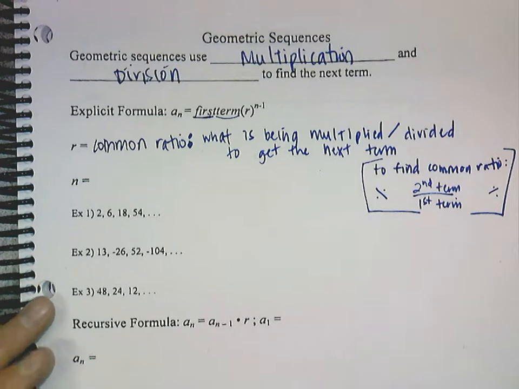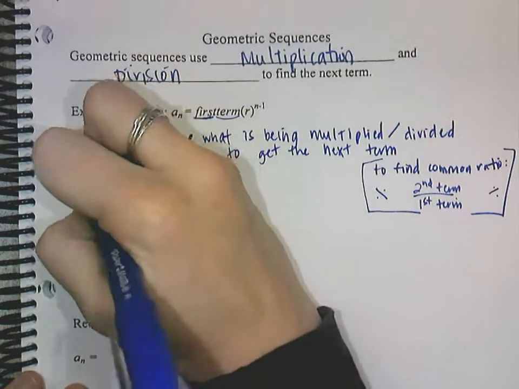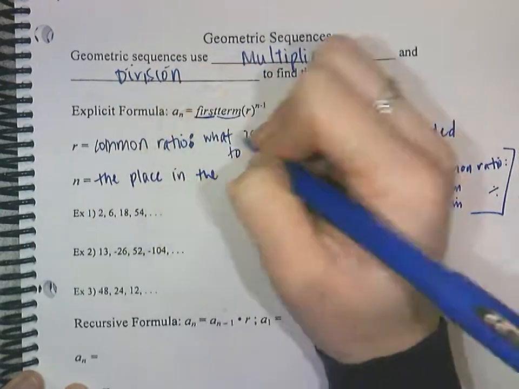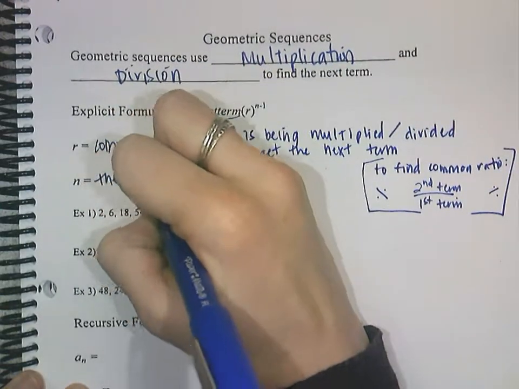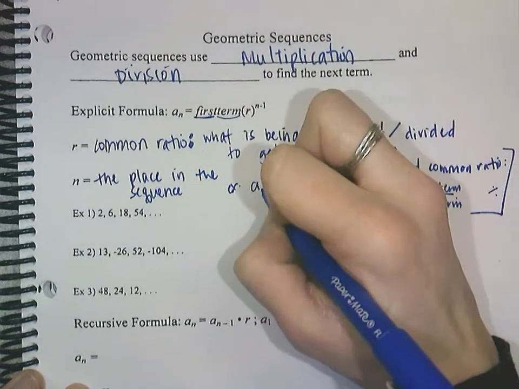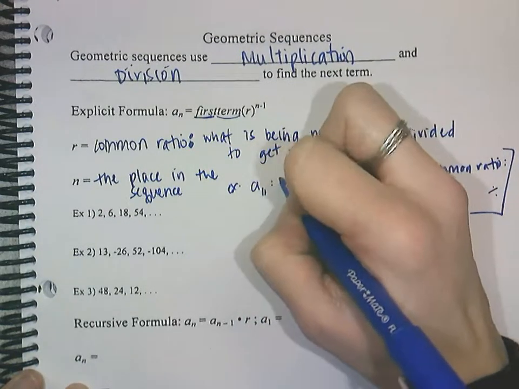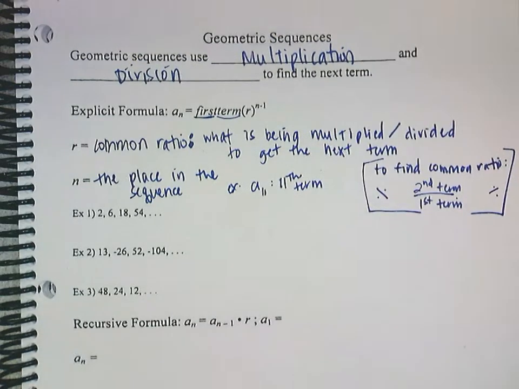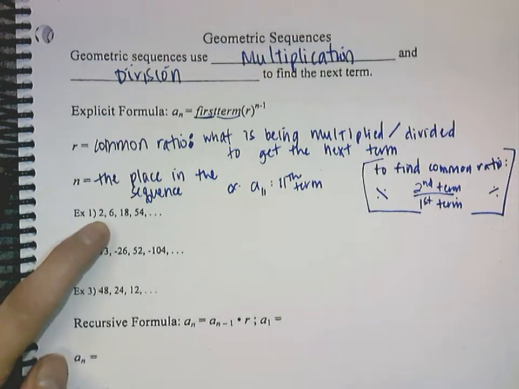N is the place in the sequence. So again, if you had a sub 11, then this would be the 11th term. Okay, so here you go, examples.